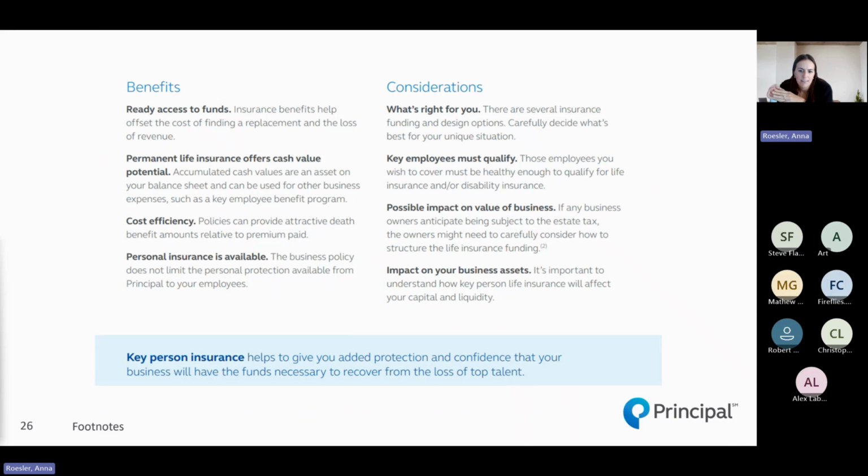And then the impact on the business is that if the owners could be subject to estate tax, they need to consider how to structure this. So that's just if you have a really high earning owner that you're working with, we need to factor in what the estate tax implications could be. And lastly, the impact on the business assets. We want to see how it impacts capital and liquidity. It's an asset on the balance sheet, but we want to make sure that they have the means to do this and that the structure is right to do this type of plan.